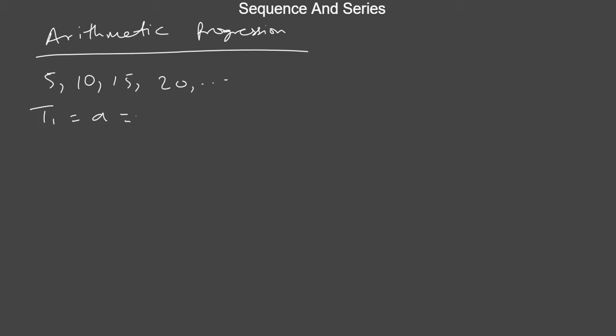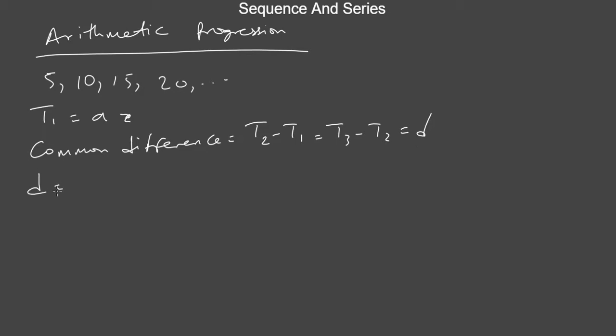Then what about the common difference? The common difference is the value that you get when you subtract two successive terms. So we want to represent that with this. The common difference is T2 minus T1, and it's also T3 minus T2, and so on and so forth. But we represent it as D. That's the symbol we're going to use to represent the common difference. But then I'm going to give you another formula for calculating D.